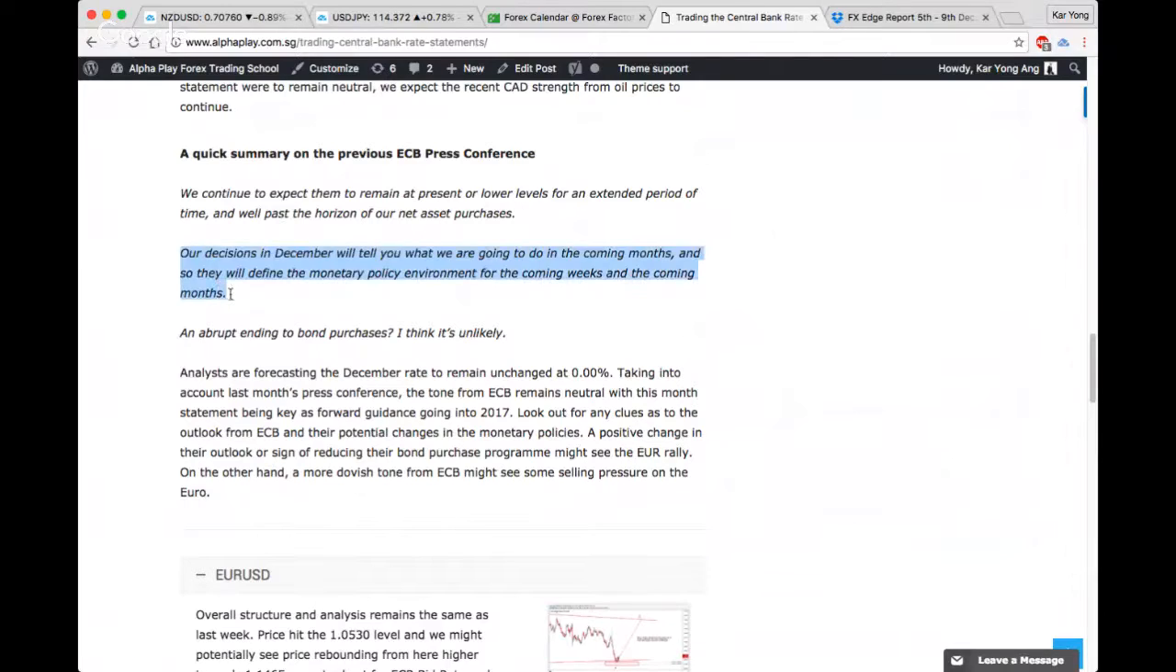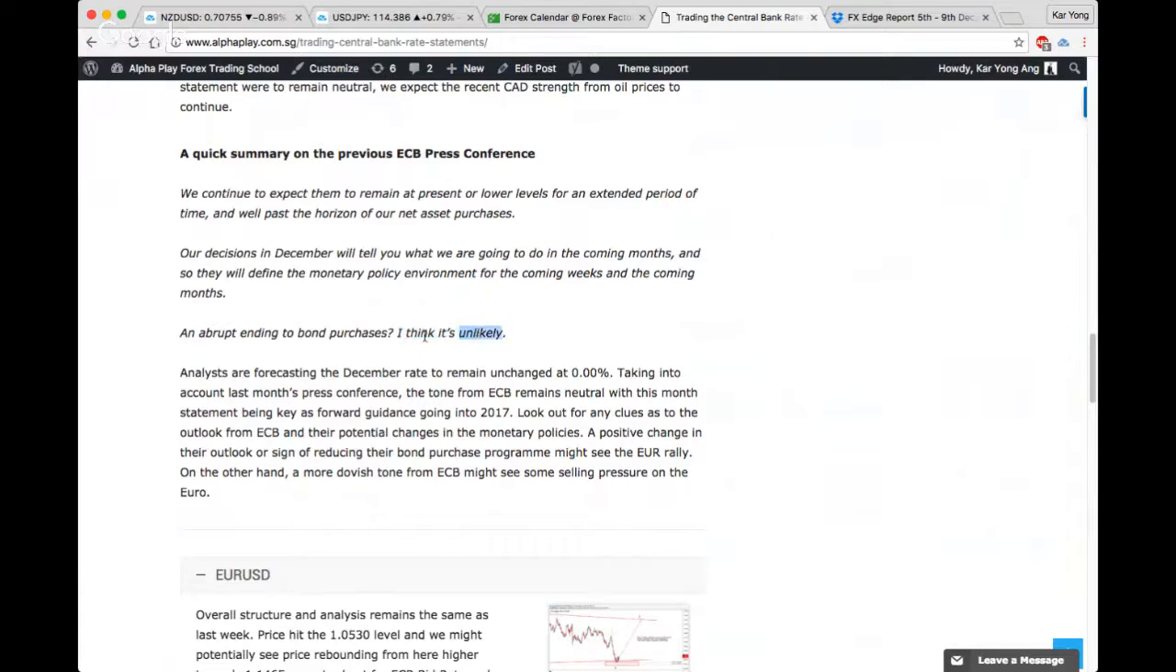Draghi also mentioned that their decision in December will tell us more about what they are going to do in the coming months as well as into 2017. So it's going to be interesting to keep an eye on what the ECB will do in 2017. And of course, this one talks about the abrupt ending of bond purchases, because last month we had an article or news that talked about the ECB probably tapering.